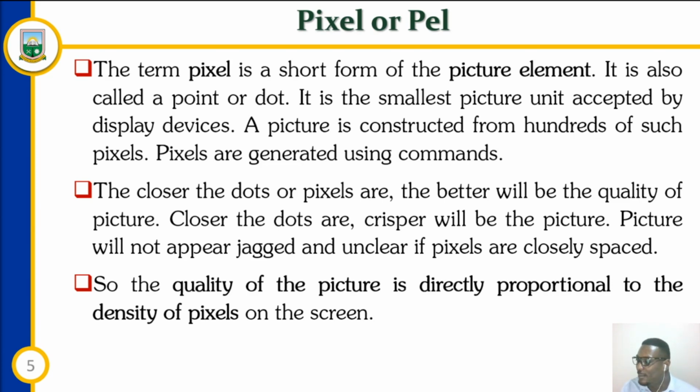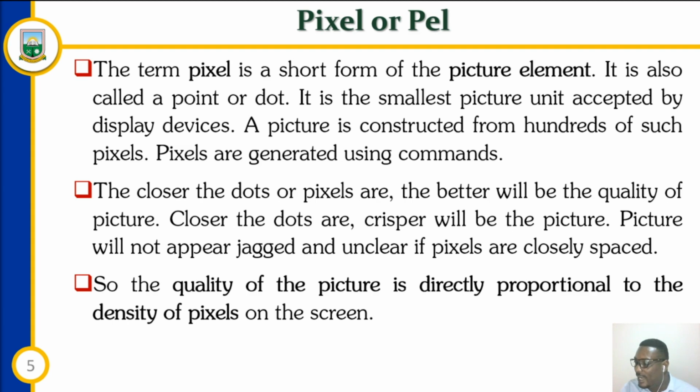A picture is most of the time constructed from thousands of such pixels. So we have lots of pixels coming together to form a picture, and most of the pixels are generated using commands. When we take a closer look at what I'll be showing you in the next slide, you will realize that the closer the dots or the pixels are, the better the quality of the picture. If most of the pixel dots come together, you would have a very good quality picture displayed on the screen.